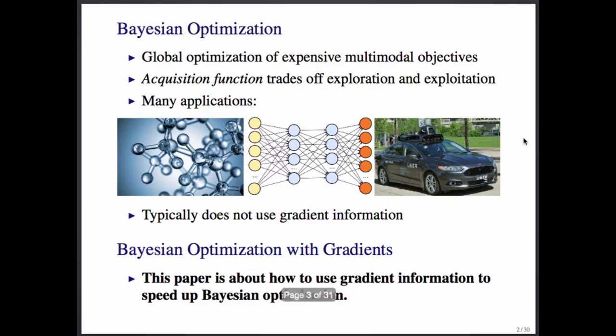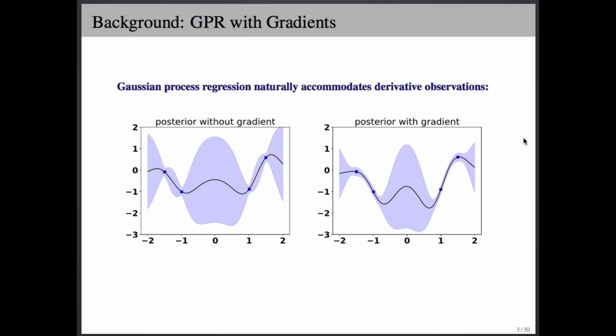In this paper, we're focused on how to best use derivative information to help Bayesian optimization find what it's looking for more quickly. I'm going to start with a quick summary of some of the key ideas in the paper. Don't worry if you don't initially understand everything. We'll revisit many of these points throughout the talk.